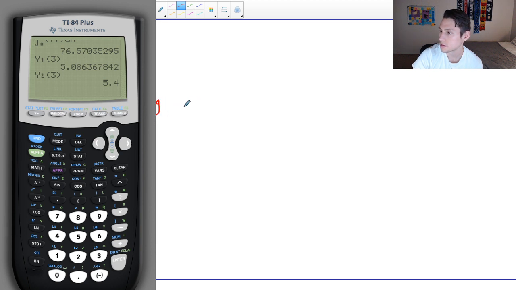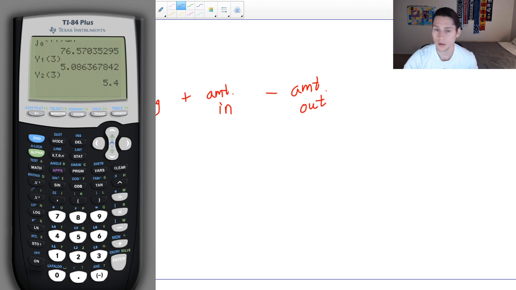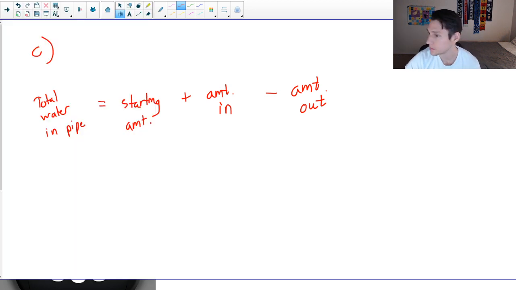Okay, starting amount plus the amount in minus the amount out. All right, that should make intuitive sense to us. Right, total amount of water in the pipe is the starting amount plus however much is going in, subtract away however much is going out, at least up to a certain point.